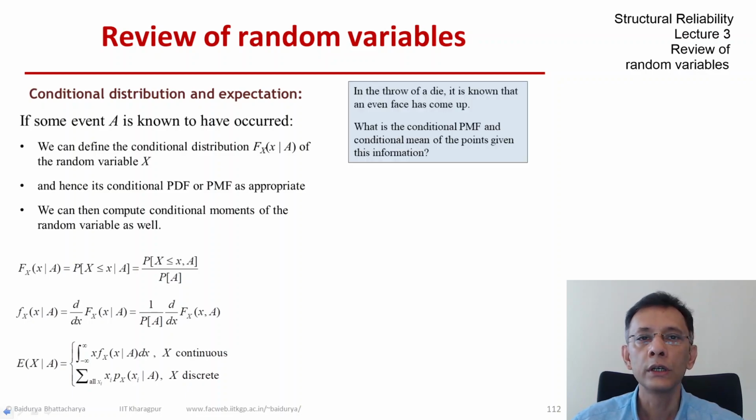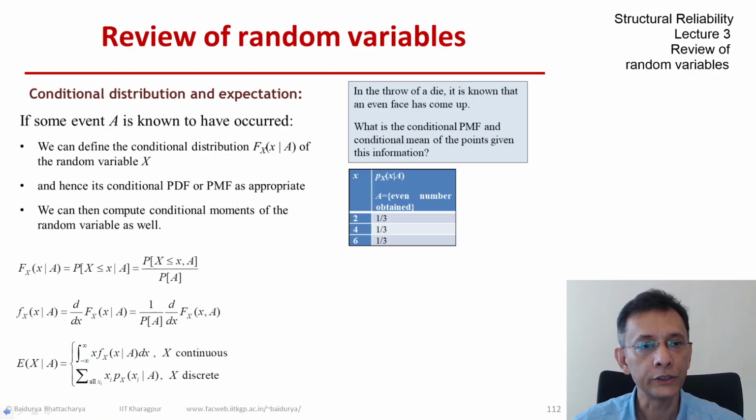Suppose in the throw of a die, which we have discussed a few slides back, it's known that an even face has come up. So our conditioning event is the face is even, and so we are looking now at a restricted part of the sample space. What is the conditional PMF and what is the conditional mean given this information?